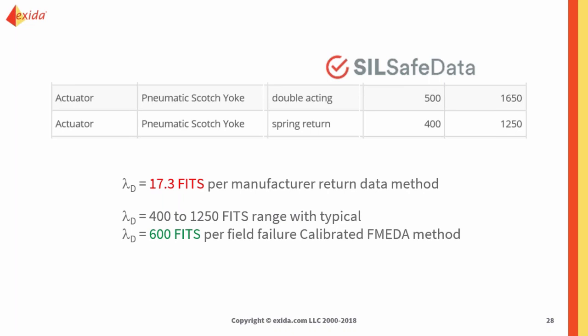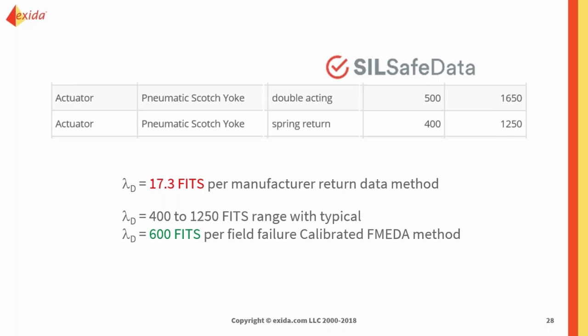So, if you have a double acting pneumatic Scotch yoke actuator and you were given a failure rate of 17.3 FITs, you can kind of raise your red flag and say, wait, how did you get this information? And this one was actually given per the manufacturer's return data. They just looked at how many things they got back compared to the number they sent out and gave that as their failure rate. Definitely a lot of missing information there.